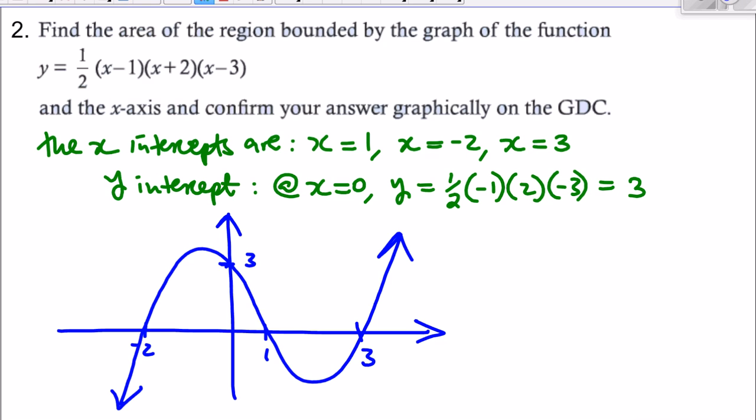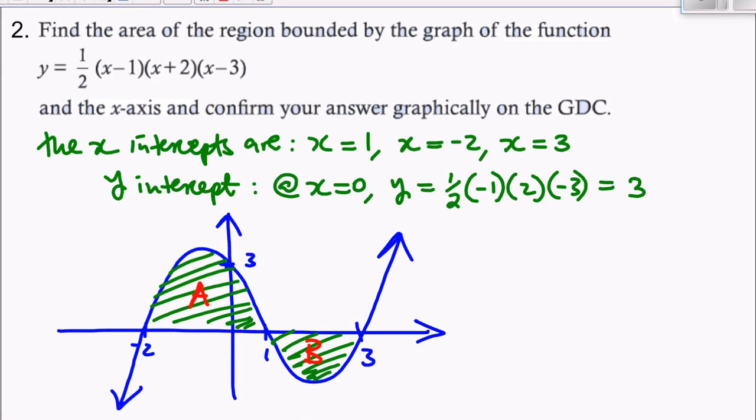Now, what you want is to find the area of the region bounded by the graph of the function and the x-axis. So the area that you're interested in is that bit there and that bit there. To make my work easier, I'll label this A and this B. I'll work out the areas of the two parts separately, and then add them up together.